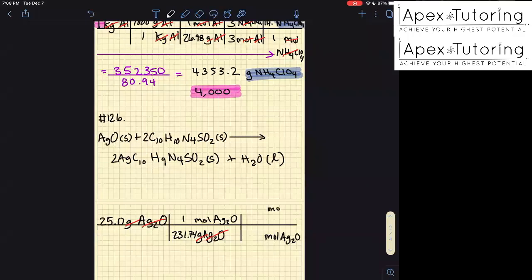So it would be moles of, this is a lot, AgC10H9N4SO2. Okay. What number do we put on bottom? Did I write that down wrong? Oh, there is a 2 there. Okay. Is it just 1? Yep. And what number do we put on top? 2. Perfect. Then what? Cancel the unit. Great.